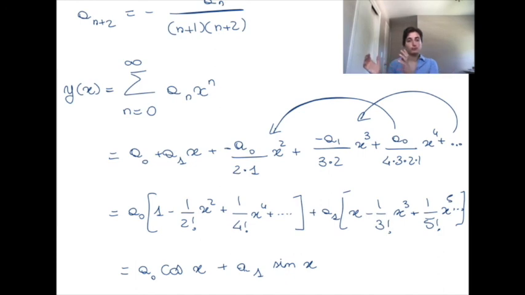For the odd sector, again, we can take a1 out of the equation, and we have x minus 1 over 3 factorial x^3 plus 1 over 5 factorial x^5, and so forth. If you recognize these two power series, they are the power series of the sine and the cosine. The cosine being 1 at 0 and the sine being 0 at 0. So we retrieve that y(x) is the sum between cosine x times a constant a0 and sine x times a constant a1. That is what we started out with.